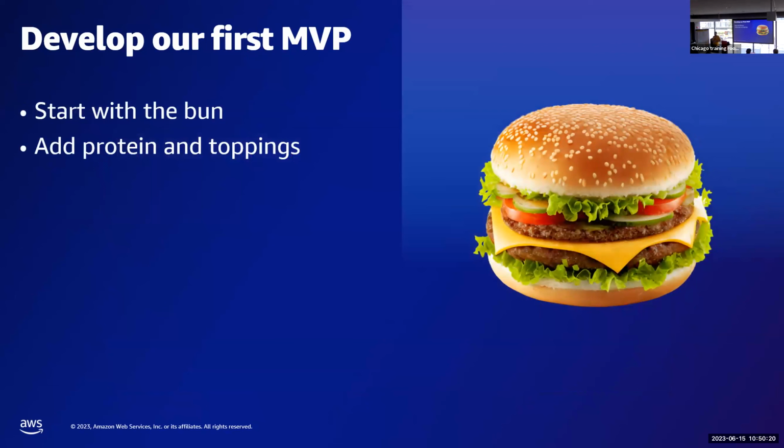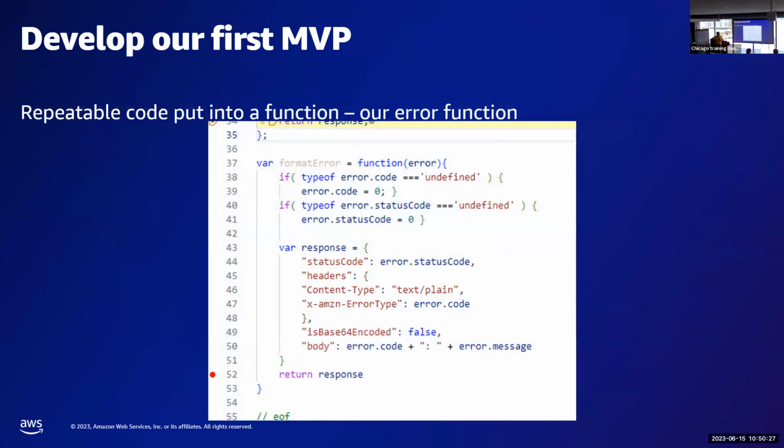So let's start talking about filling the sandwich up with protein and the toppings. So here, I saw an opportunity that every time I'm doing something throughout the code, I'm going to have an error function. And I don't want to repeat the same code multiple times. So what I did is I created a function that I'm putting near the bottom, outside of the current Lambda function that gets first called, to handle errors. So I'm not duplicating code.